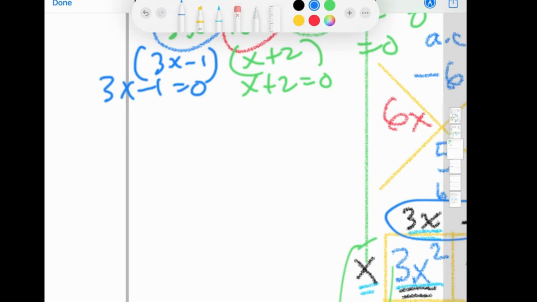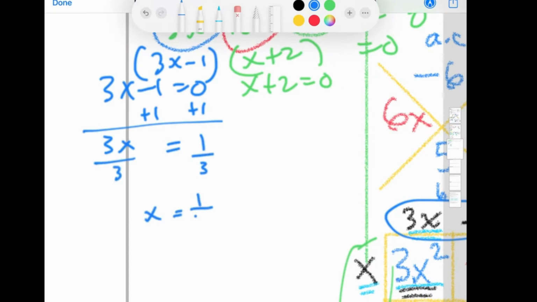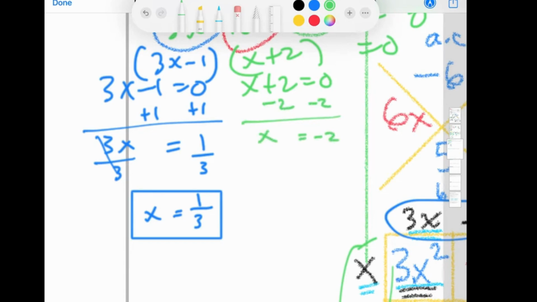Okay, let's go ahead and solve this. Remember, do not divide. PEMDAS tells you to add first. And divided by 3 here. X equals 1/3. Subtract 2. X equals negative 2.